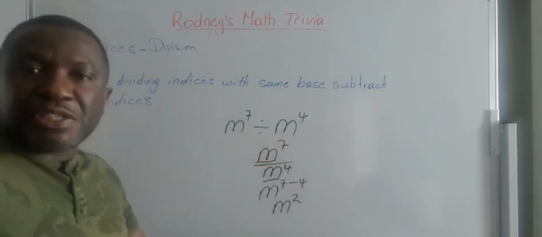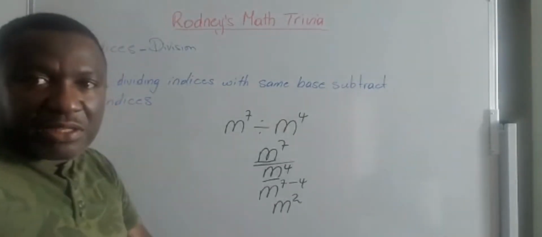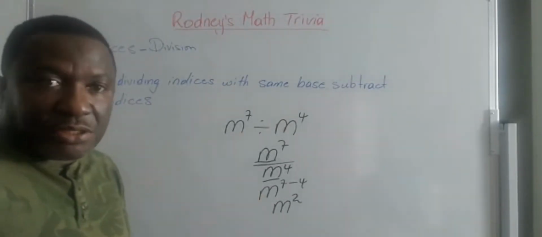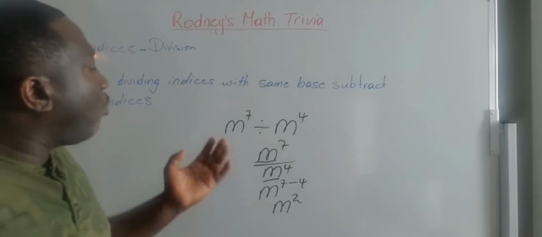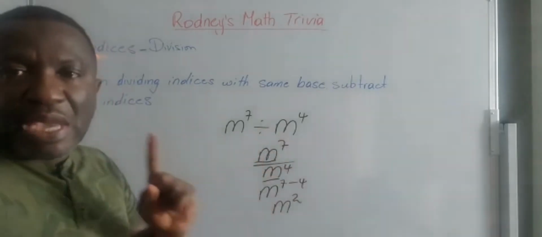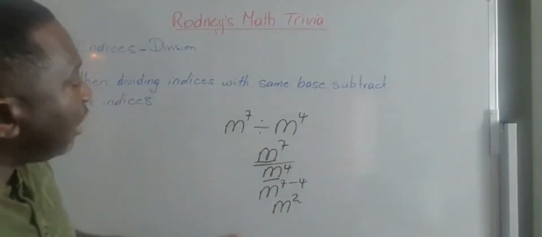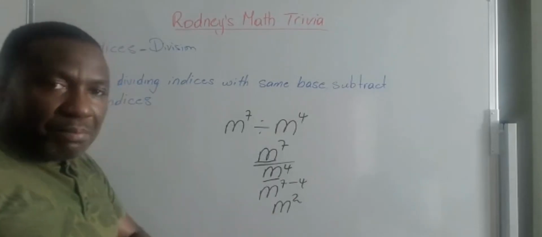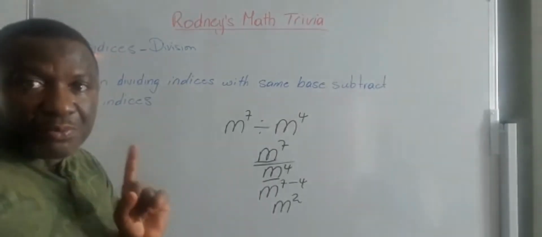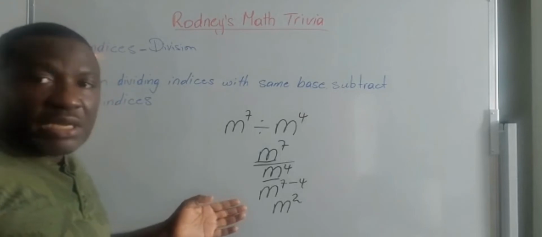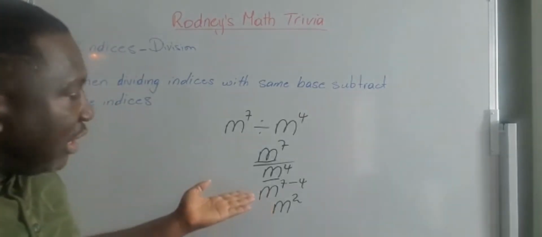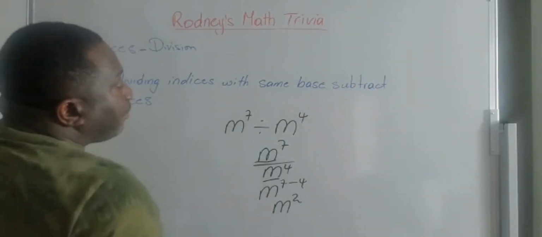So for division, it is quite the opposite of multiplication. When we multiply, once the bases are the same, we add the indices. In division, the base being the same, we have to subtract the indices, as you can see in this case here.